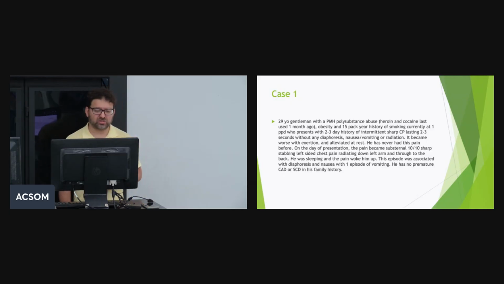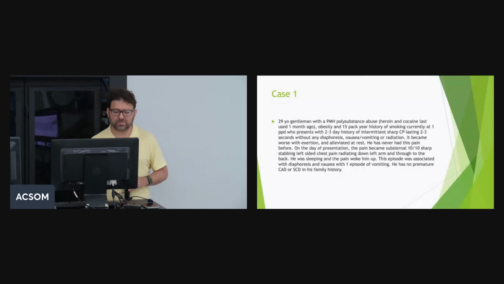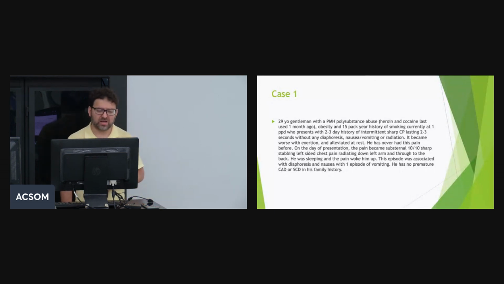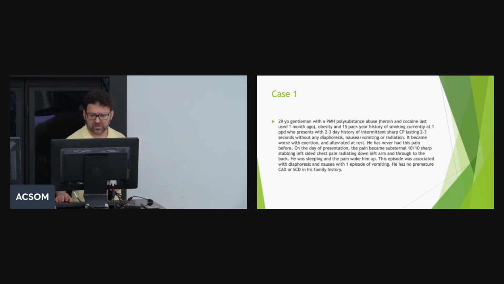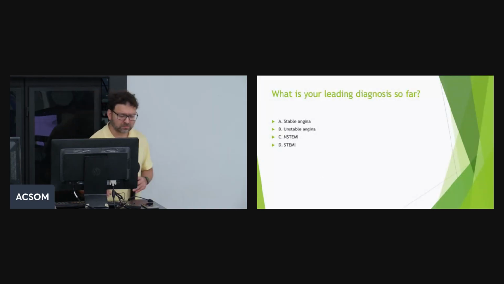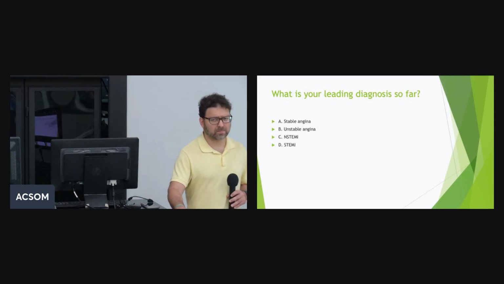On the day of presentation, the pain was substernal, 10 out of 10, sharp stabbing, left-sided chest pain, down the left arm and through to the back. He was sleeping and the pain woke him up. The episode was associated with diaphoresis and nausea with 1 episode of vomiting. He has no premature coronary disease or sudden cardiac death in his family. What's your diagnosis here?